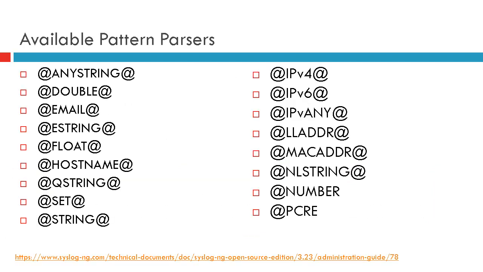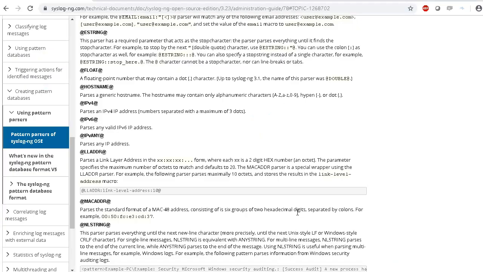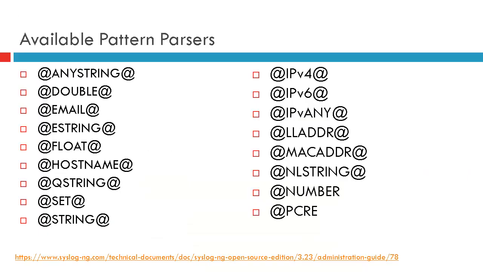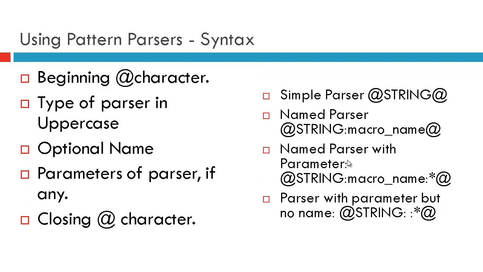The next and very important component is the available pattern parsers. You can see the available pattern parsers in the slide, and it is also available in the Syslog-ng documentation for reference. I will include the URL in the description for your reference. First, let's take a look at the syntax of the pattern parser, and then I will briefly touch on all the available pattern parsers. As you can see in the slide, the pattern parser starts with a beginning @ character, then has the type of the parser in uppercase. Then it has the optional name, and then the parameters of the parser, if any, and finally the closing @ character. Therefore, the pattern parsers are enclosed between the @ characters.